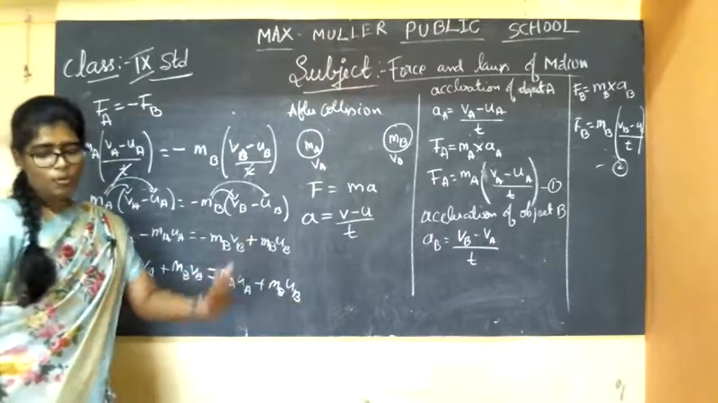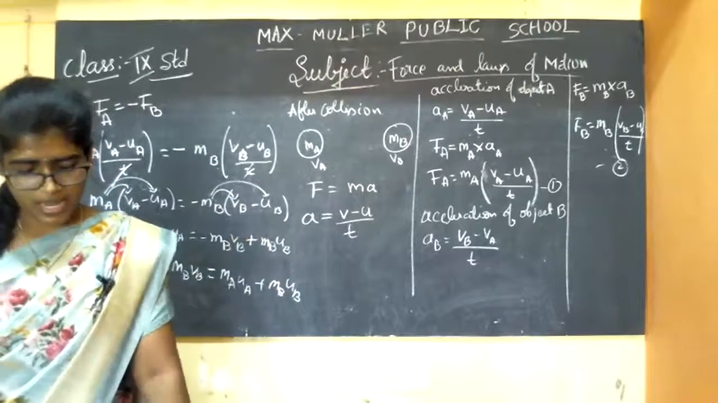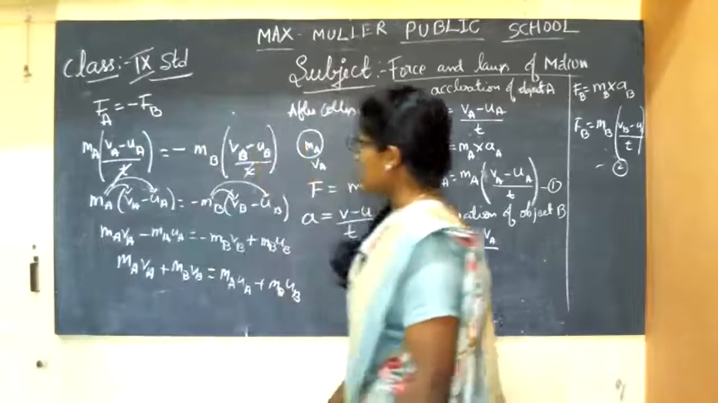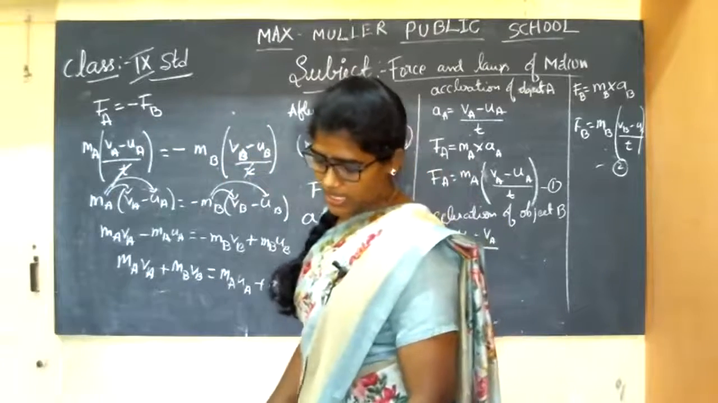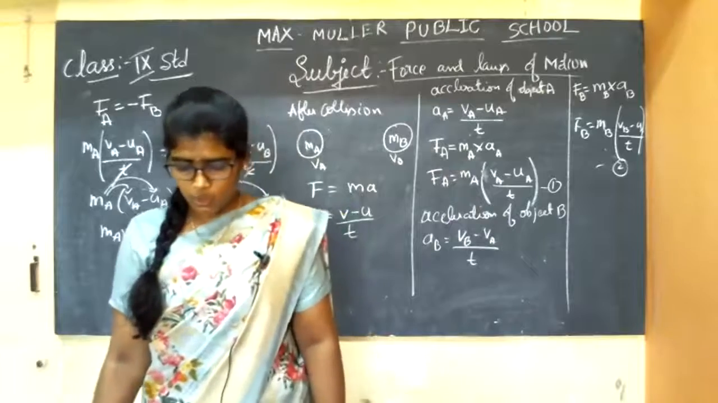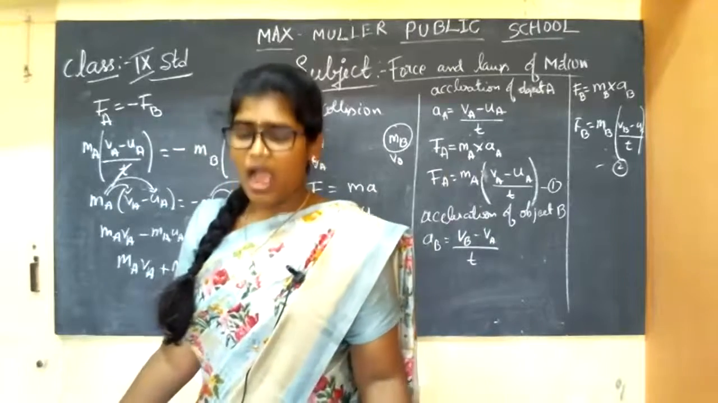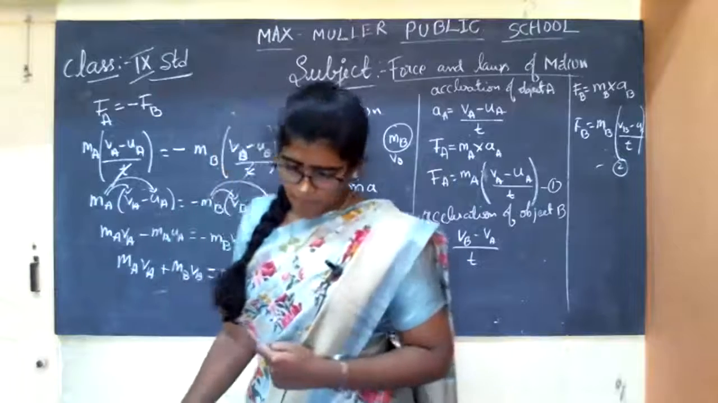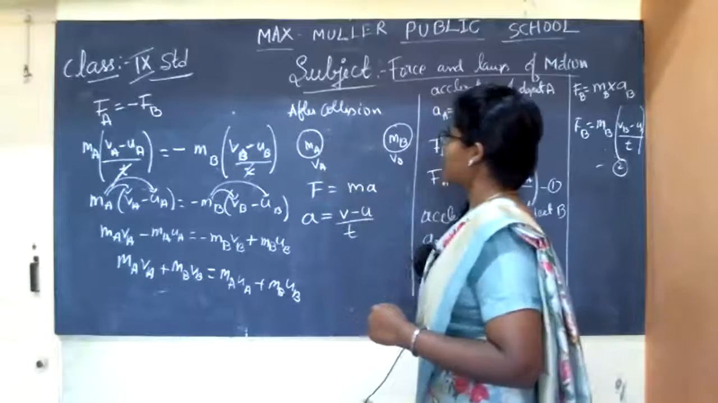Clear? Now, what is the conclusion? The law of conservation of momentum: the sum of the momentum of two objects before collision is equal to the sum of the momentum of the objects after collision, provided no external unbalanced forces are applied on them.